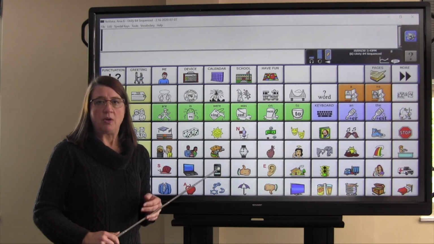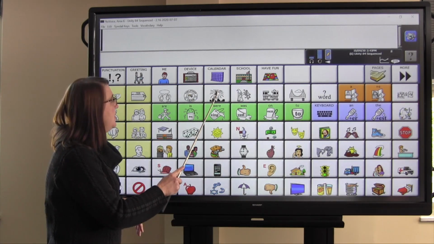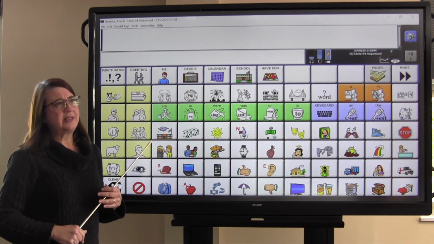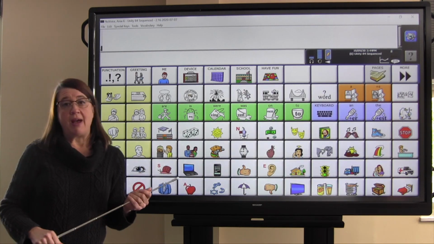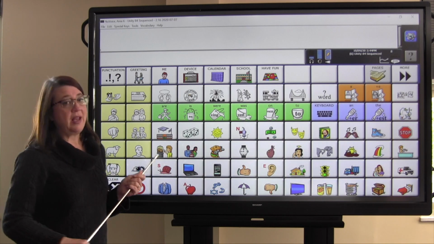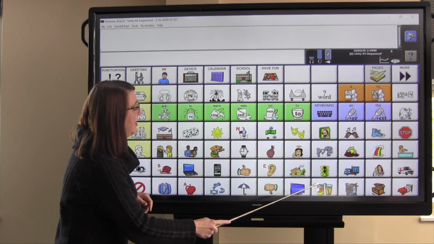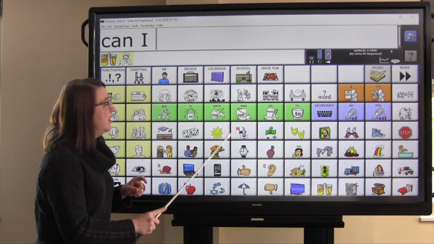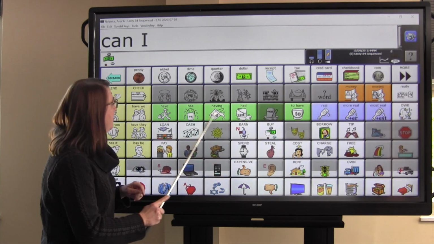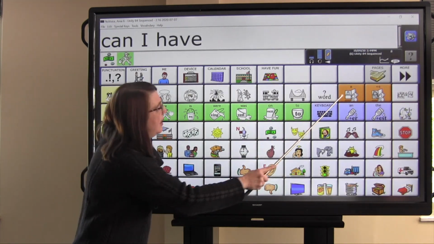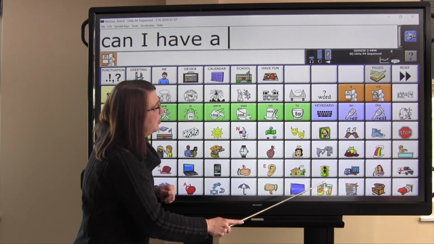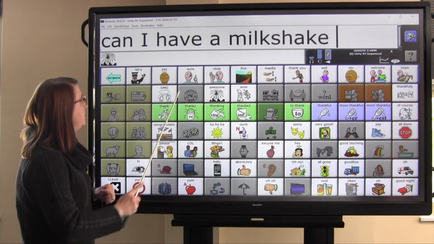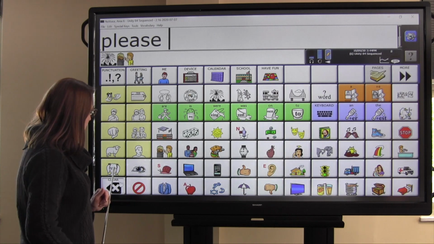Please and thank you are under our interjection key. So when you want something, you say please. Let's say, can I have a milkshake, please? Can I? Have is a new word. It's going to be with our money. Have a milkshake. Please. Can I have a milkshake, please?